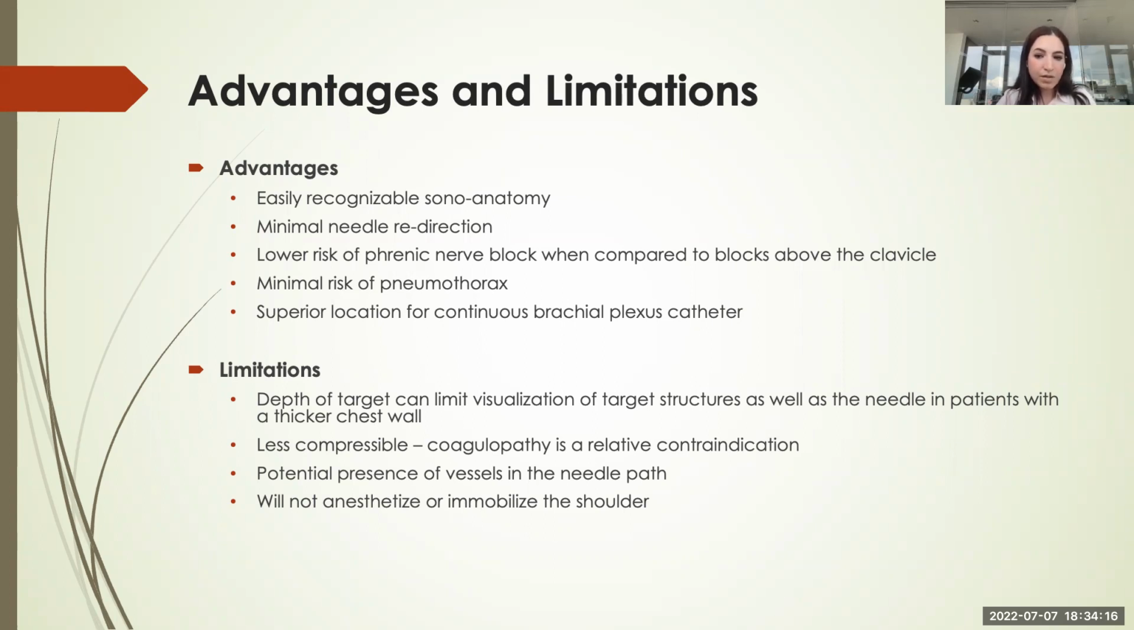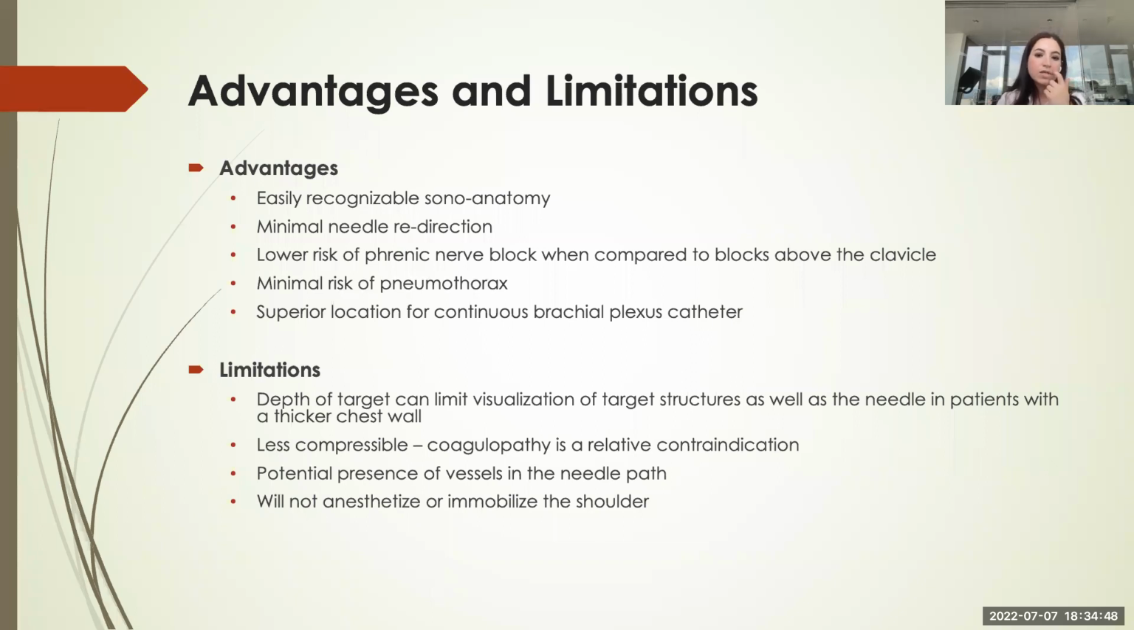The pleura is a safe distance away from the neurovascular target, so it can be visualized easily. And as long as you know where it is in relation to your needle trajectory, there is minimal risk of pneumothorax. And it's a better place for a continuous brachial plexus catheter because of the pec major and pec minor keeping the catheter in place. There's a much lower risk of catheter dislodgement.